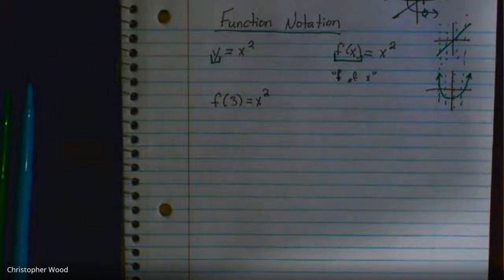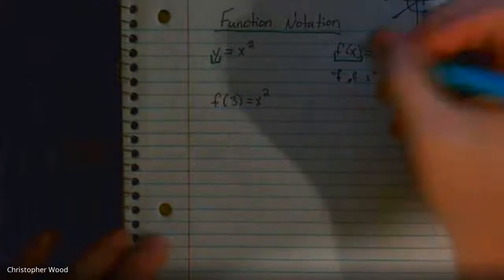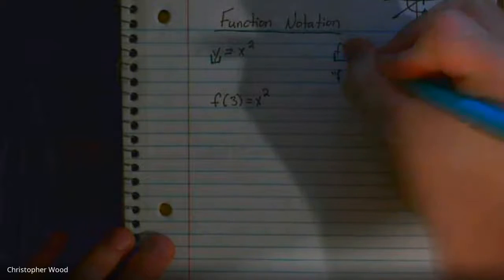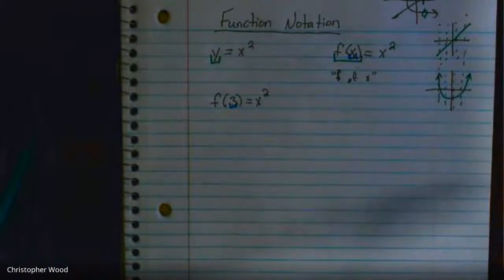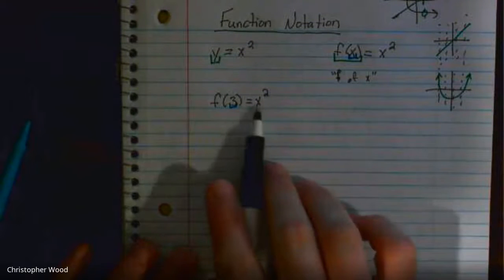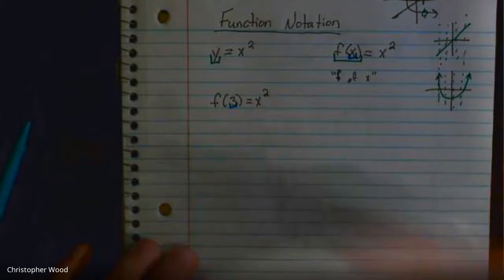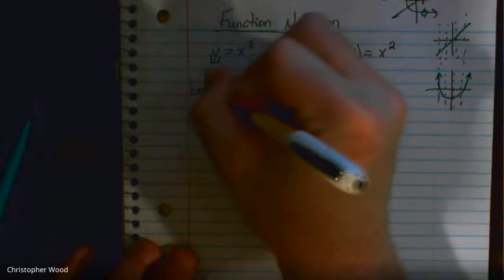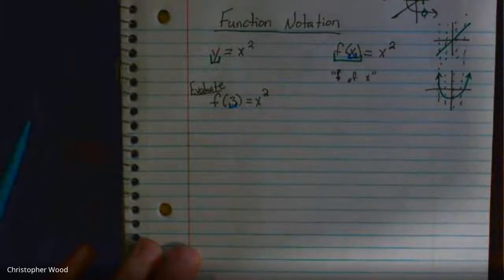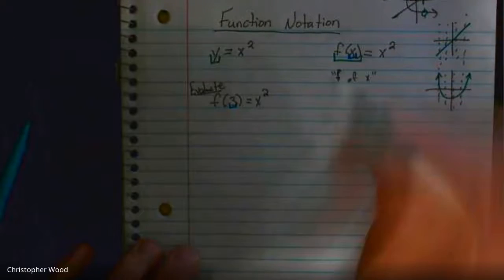So now notice the difference. What we did is instead of the letter x in the function notation, we changed it to the number 3. And so all that means is that anywhere that you see x over here, you're going to change it to the number 3 and you're going to evaluate it. So if this is something like evaluate, all we're going to do is take the number 3, plug it in for x, and simplify.